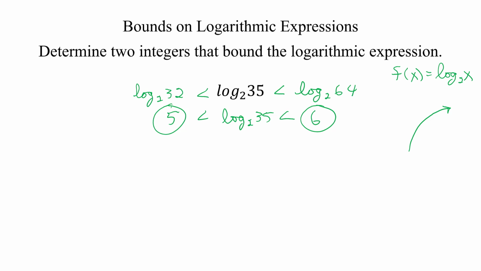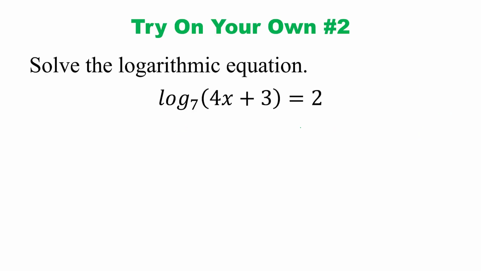And I also note if I actually plugged log to the base 2 of 35 into a calculator, I would find that it's approximately equal to 5.129. All right, so it's closer to 5 than 6, but it is between 5 and 6, as we've shown by bounding it by those two integers. Try on your own number 2. Solve the logarithmic equation log to the base 7 of 4x plus 3 equals 2.